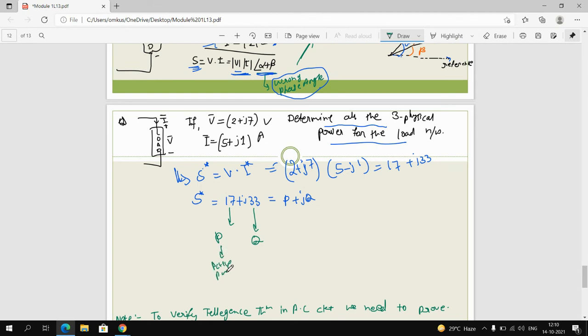Active power and reactive power. So the value of total power is nothing but the square root of 17 square plus 33 square. When you calculate this value, you will get 37.1 volt ampere as your apparent power, the mod of this. I hope this is clear to you.